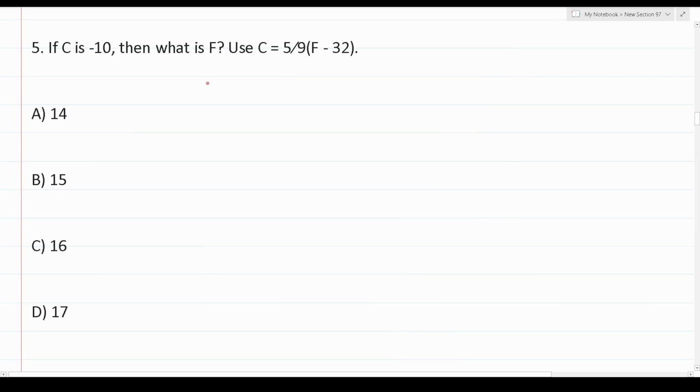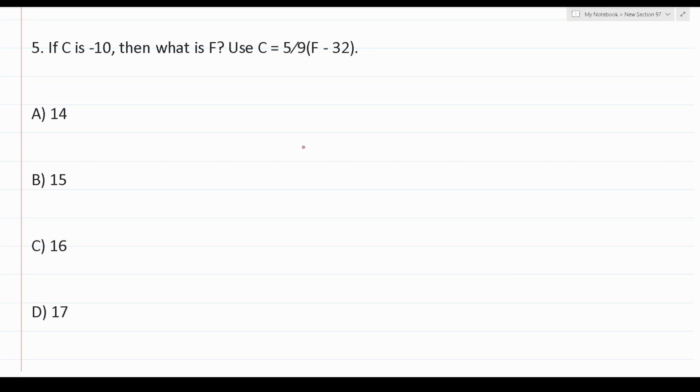All right, number 5 says, if C is -10, then what is F? Use C equals 5 over 9 times F minus 32. In case it's not obvious, C stands for Celsius and F stands for Fahrenheit. So in essence, we're converting Celsius to Fahrenheit.